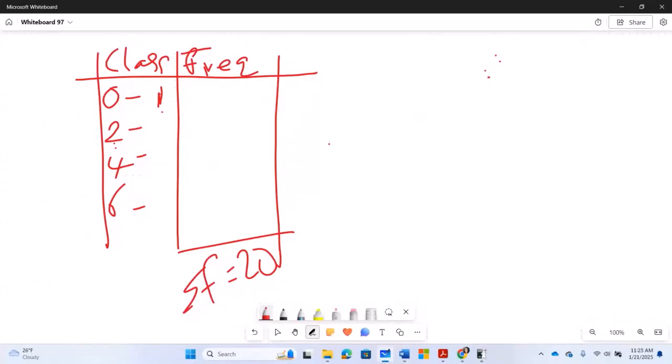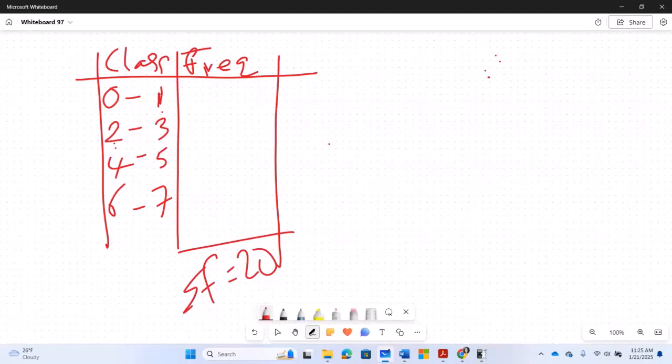Okay, so this one right here should be 3. Why? Because it should be 1 lower than 4. All right, so the next one is 5 right here. Why? Because 5 should be 1 lower than 6. And the next one is 7.